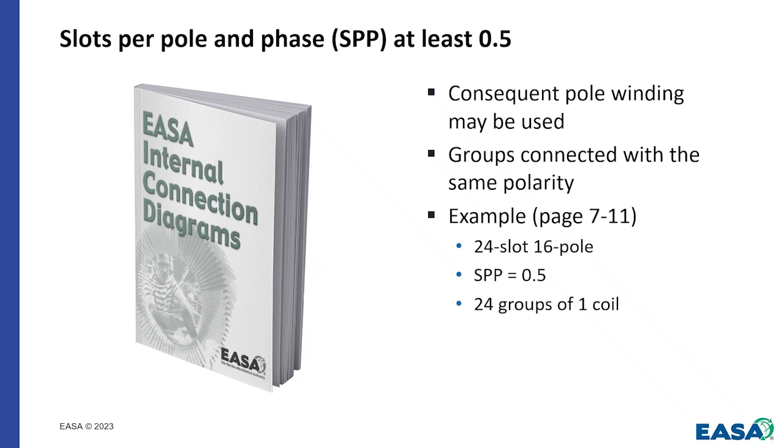So the example we're going to push through here is still staying with that 24 slots. We're going with a 16 pole machine. So we've got 1/2 slot per pole per phase. We're going to use 24 groups of one coil. So the number of groups we need for the consequent pole winding is 1/2 of what we needed for that conventional alternating polarity winding.